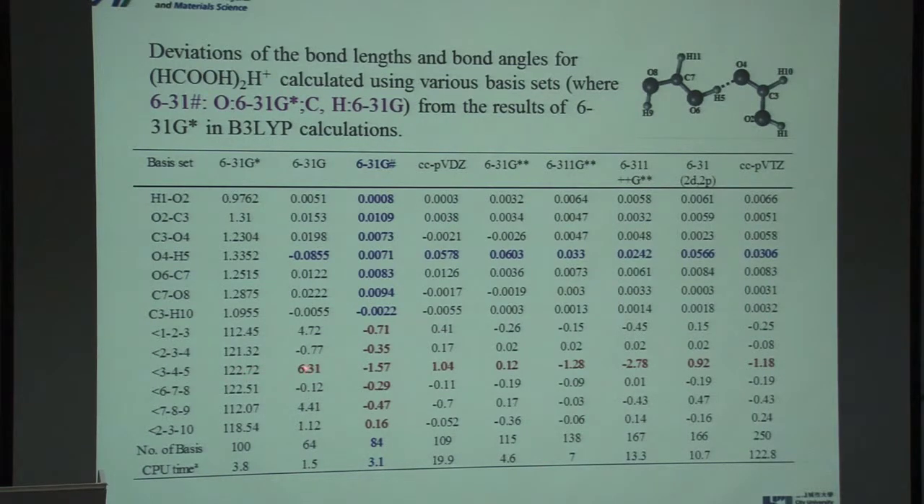Let's look at the angle. This angle has a 0.3 deviation with the use of 6-31G, compared to using 6-31G star. This is a pretty large deviation. With this idea and this set, the deviation is reduced to that small. So this appeared to be very efficient. We don't need to compare with others because the deviation is always at a similar level. So this idea, I think, works. This was done using a very small computer at that time.